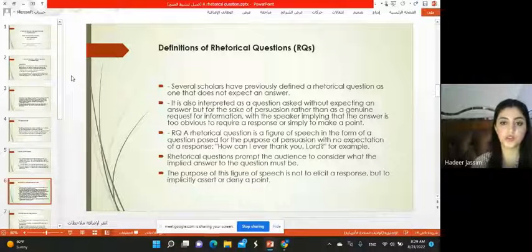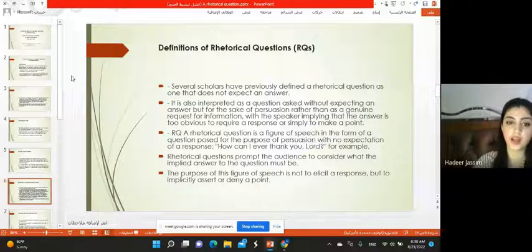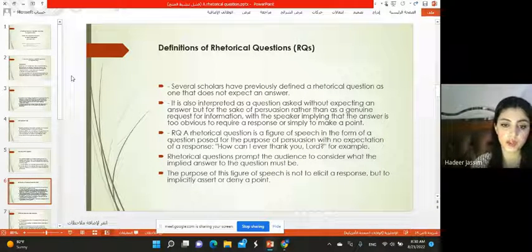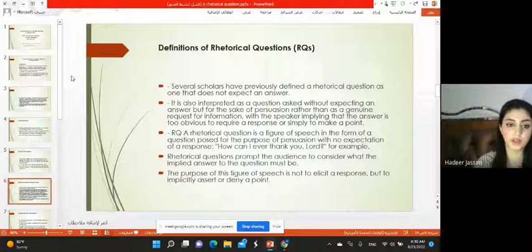A rhetorical question is a figure of speech in the form of a question posed for the purpose of persuasion with no expectation of a response. For example, when I say, "How can I ever thank you, Lord?" Rhetorical questions prompt the audience to consider what the implied answer to the question must be. The purpose of this figure of speech is not to elicit a response, but to implicitly assert or deny a point.